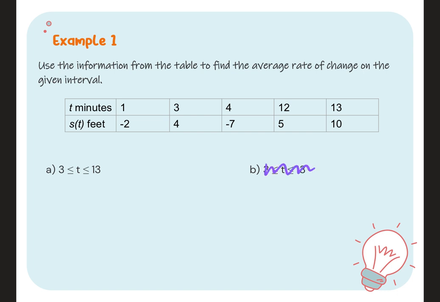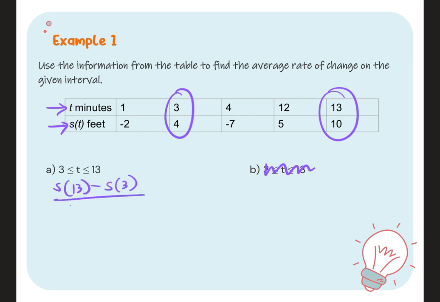All right, A, from 3 to 13. So remember, these are your x values and these are your y values. If I'm doing from 3 to 13, I'm going to isolate just those two. And I'm going to say the S of 13, the long way to write this out would be S of 13 minus S of 3 over 13 minus 3. The short way is grab the y's and grab the x's.